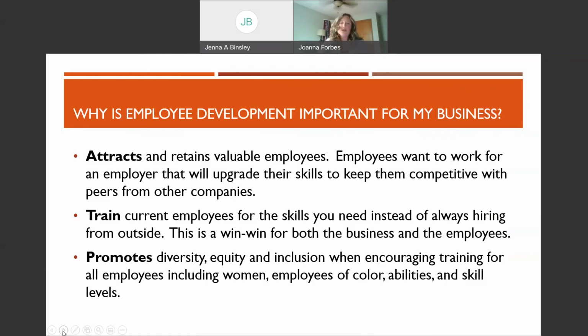Another reason, of course, is that training our current employees, keeping them up on their skills and their knowledge, is definitely a better way to go instead of always hiring from the outside. This is definitely a win-win for both our business and our employees. So if there is a new position that you're creating, or a new knowledge or ability that somebody needs before you can move on to the next strategic goal, look inside and see if somebody there is able to be trained into this position. And it's definitely something that can promote diversity, equity, and inclusion when we encourage the training for all of our employees, for our women employees, our employees of color, different abilities, and different skill levels.